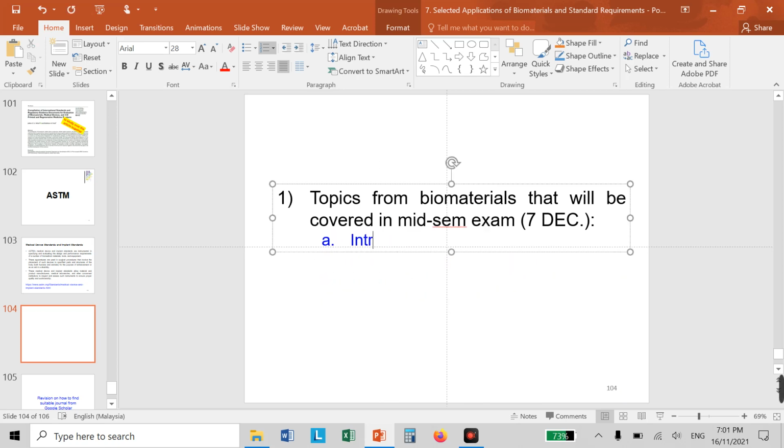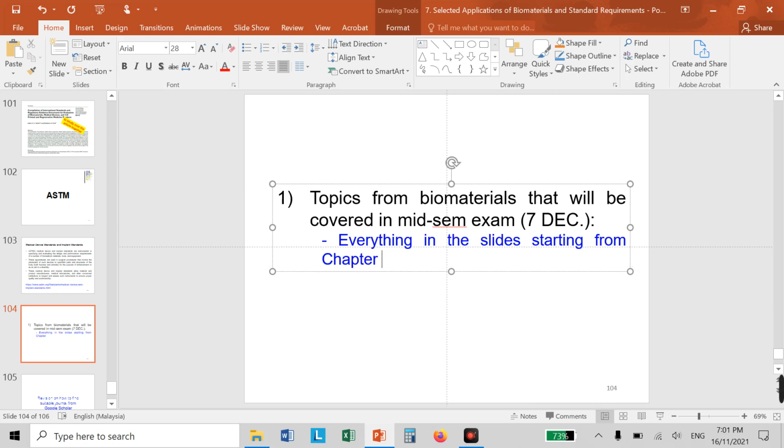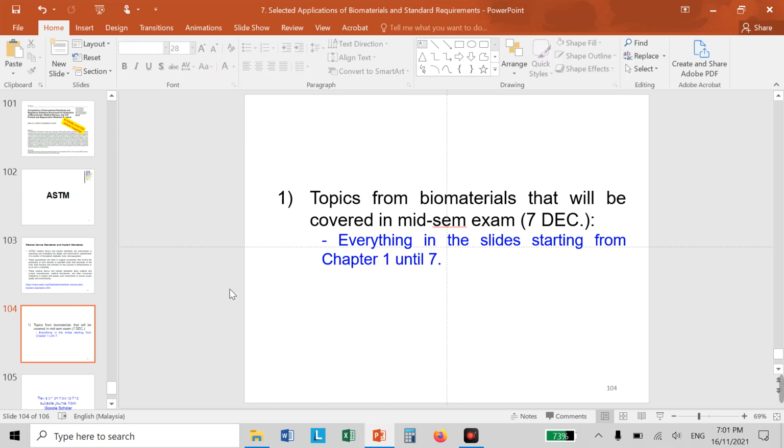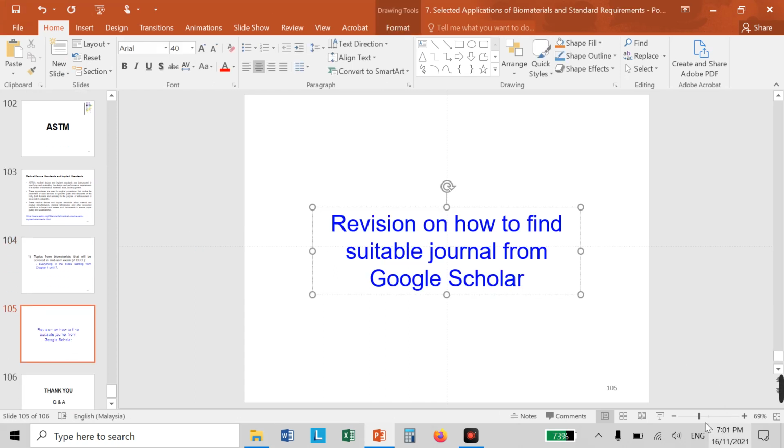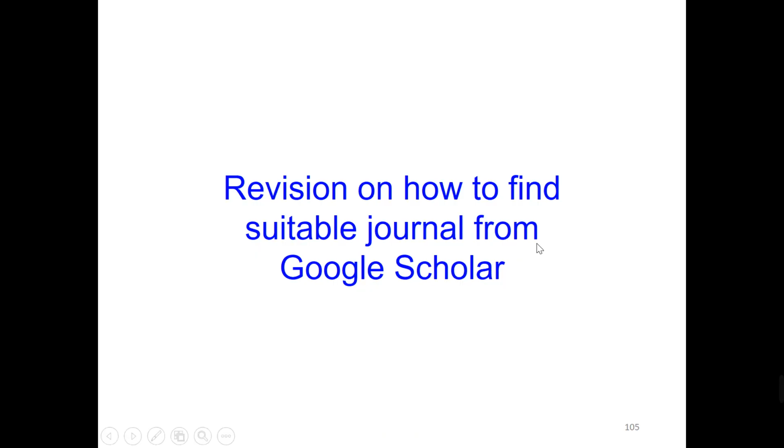Okay, the topics to be covered are actually like this. Everything in the slides, starting from chapter 1 until 7. That is the only thing that I can say to you. Okay. Among them, we will discuss the revision on how to find suitable journals from Google Scholar.